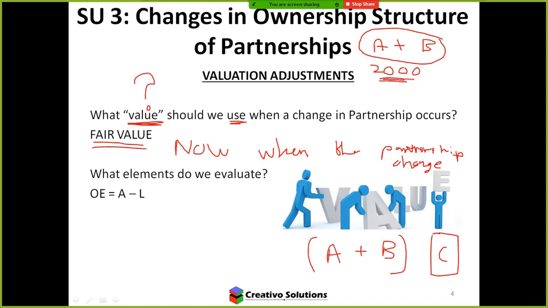Those assets that you had in 2000, are they still going to be worth the same today? No, probably not. So those assets and liabilities have to be valued, and we need to determine this owner's equity at that point in time.